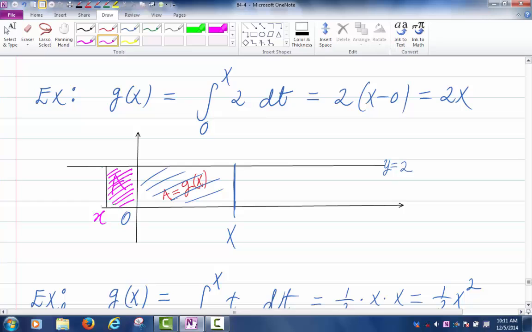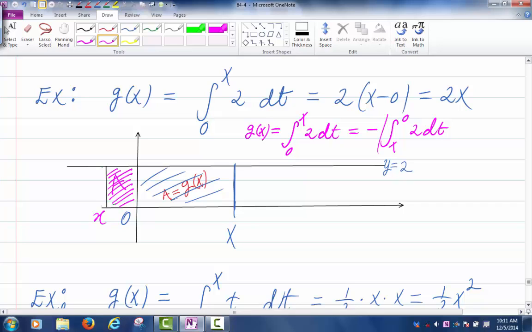Notice that if I look at g of x, when x is negative, which one is bigger, 0 or x? My upper limit in this case is smaller than the lower limit, right? So in that case, what should I do? I should exchange the upper and lower limit, x to 0 of 2 dt. Now my lower limit is smaller than the upper limit.